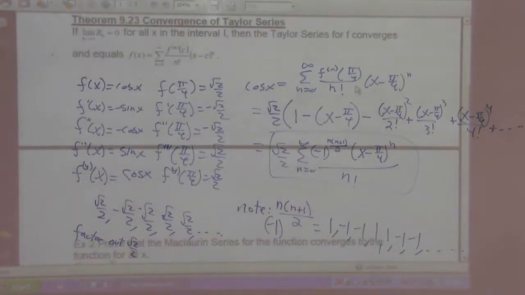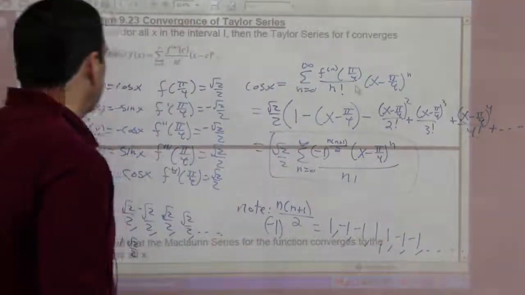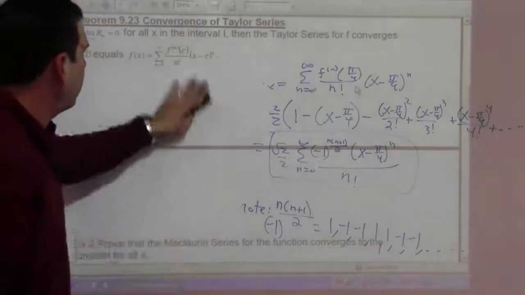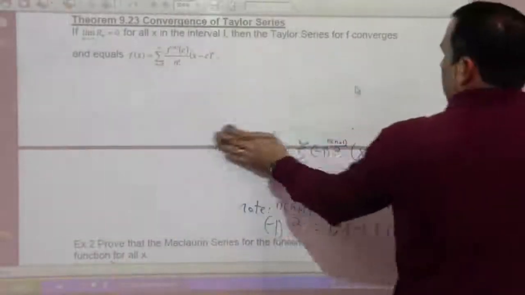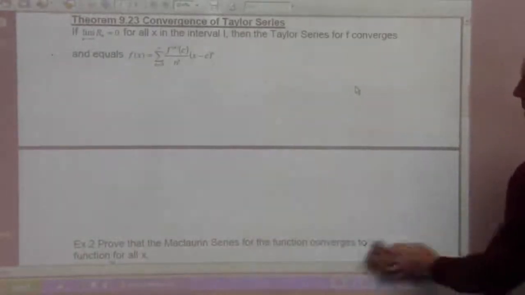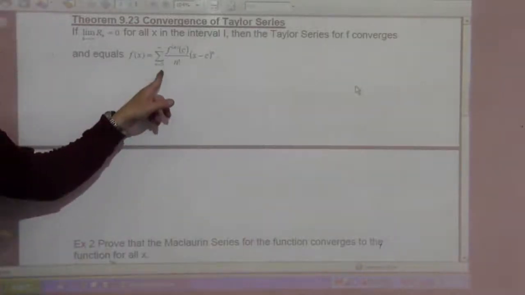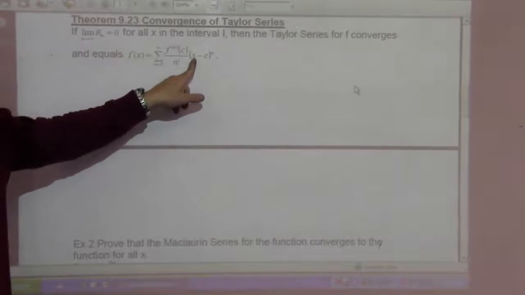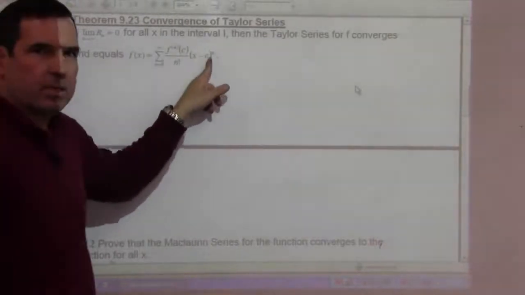Theorem 9.23. If the limit as n goes to infinity of r sub n equals 0 for all x in the interval I, then the Taylor series for f converges and is equal to f of x, equals the sum n goes from 0 to infinity of the nth derivative of f at c over n factorial times x minus c to the n. Okay?